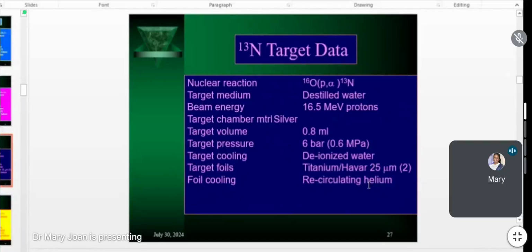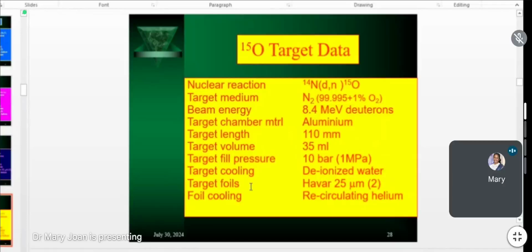And for N13 production, oxygen 16 undergoes a proton alpha reaction to produce N13. The distilled water is the target medium, which is irradiated by 16.5 MeV protons in 0.8 ml, at a target pressure of 6 bar. Target cooling is by deionized water, the target foils are titanium or Havar, 25 micrometer, and foil cooling is by recirculating helium.